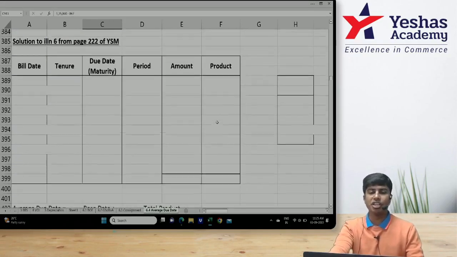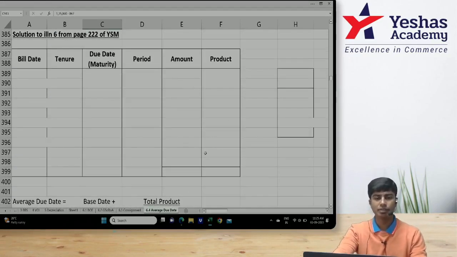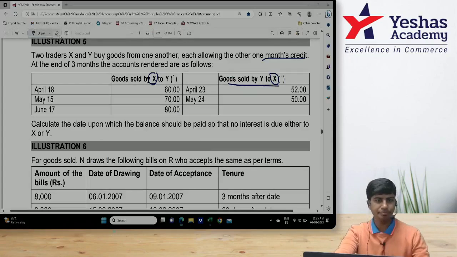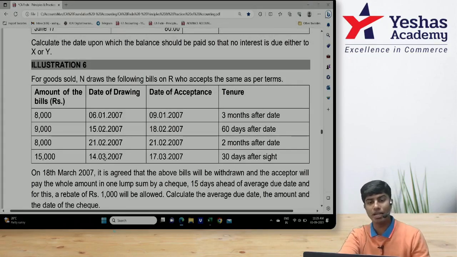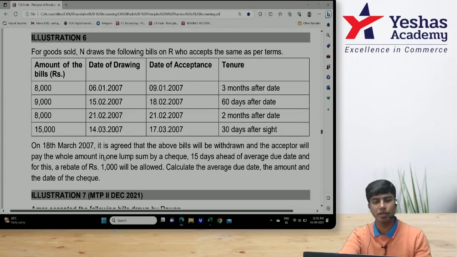Next, we go into question number 6. Everyone, have a look at question number 6. For goods sold, N draws the following bills on R, who accepts the same as per terms. First, we'll write this data, compute average rate, and then read whatever they've given.